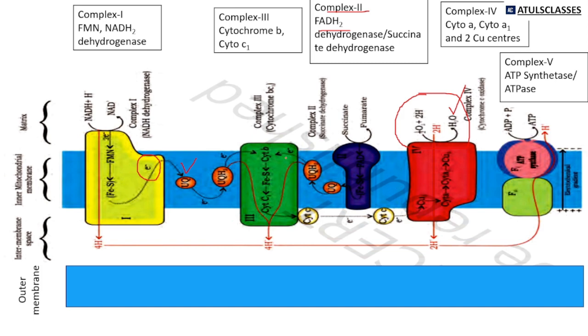Then again one electron will reach cytochrome b, FeS, c1, and this electron will move towards complex number 4, and then it will react through complex number 4 with oxygen. So oxygen will accept the electron and react with hydrogen to form water.